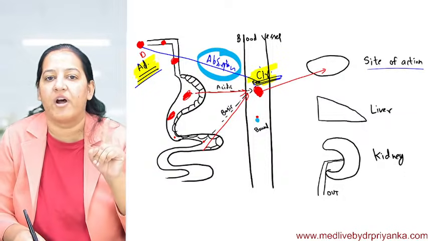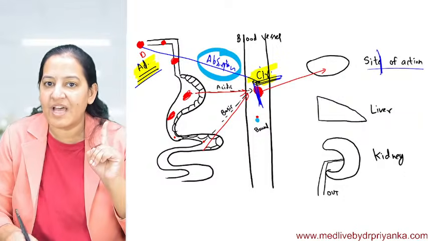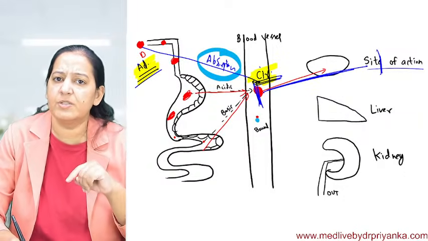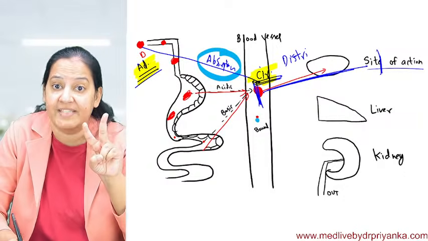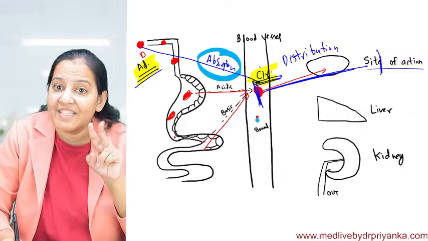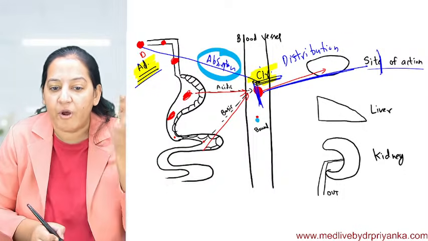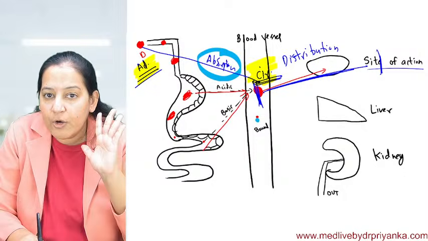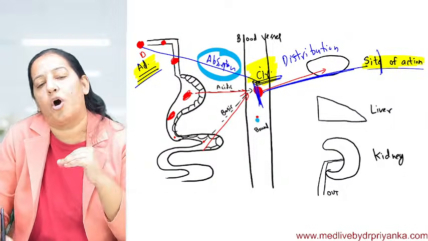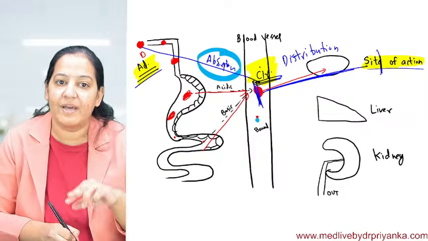So the movement of drug from circulation to the site of action is known as distribution. The second step, distribution. Second step of PK. So what is distribution? Distribution is the movement of drug from where to where? From circulation to the site of action or various organs. This movement is known as distribution.